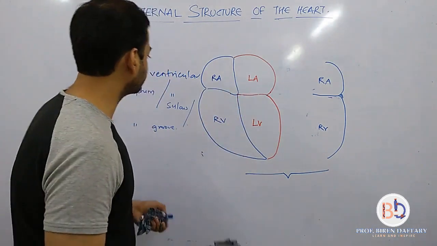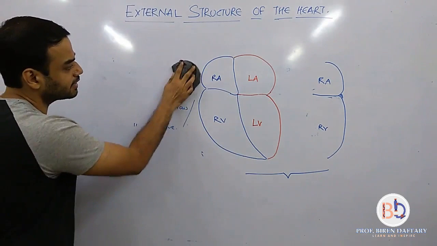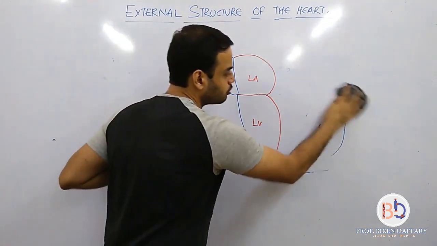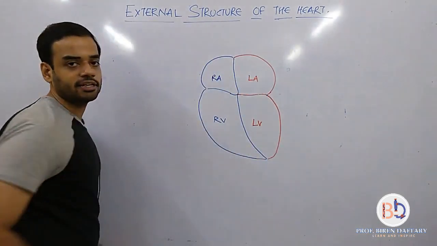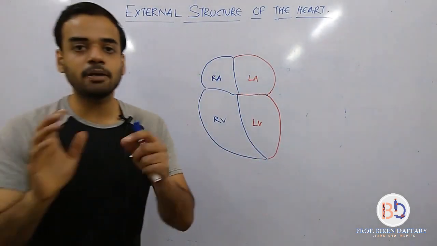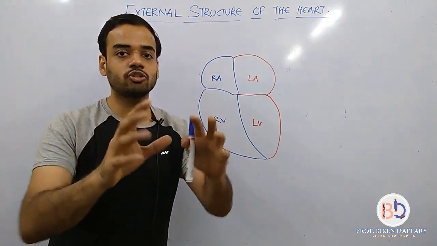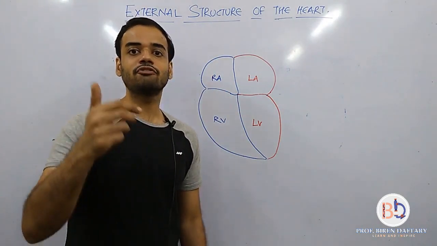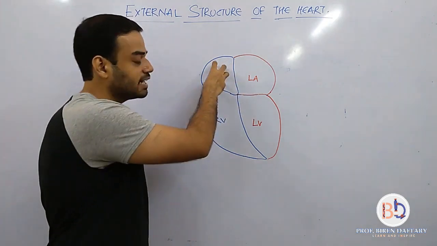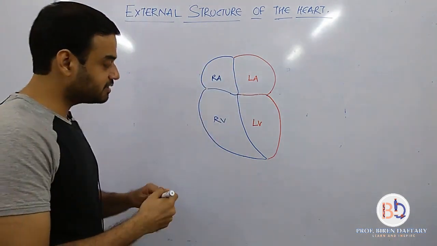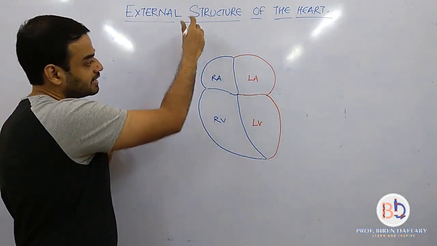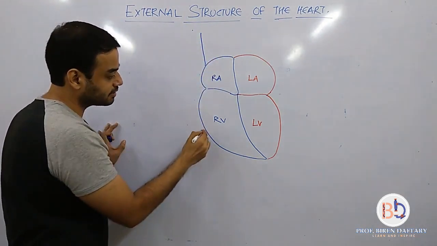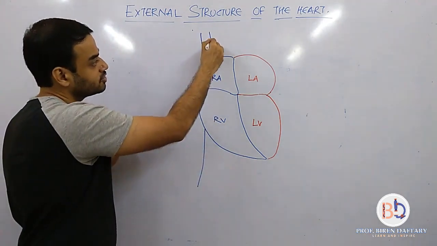Okay. So let us start with the vessels now in the external structure. First we are going to take into account the right atrium. Now, which blood vessels are attached to the right atrium? Very simple. You know the vena cava are attached to the right atrium, correct? So what happens is this vena cava is present behind the heart. It goes like this. Okay, this is your vena cava.